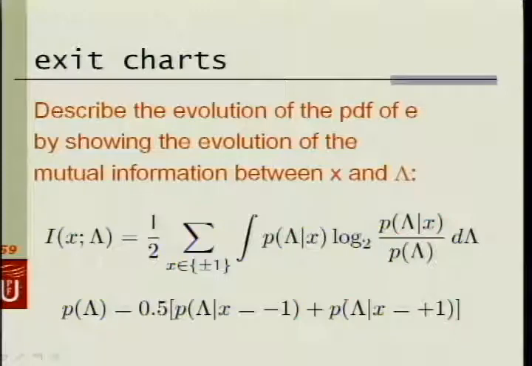Well, it has been seen that it's more convenient, more satisfactory from an engineering standpoint and practically useful, to describe the evolution of the density of E by showing the evolution of a quantity related to the density. And this is the mutual information between X and the likelihood ratio. Well, the likelihood ratio carries some information about X. The mutual information measures how much information lambda gives us about the true value of the code symbol. And this is the integral that expresses this mutual information.